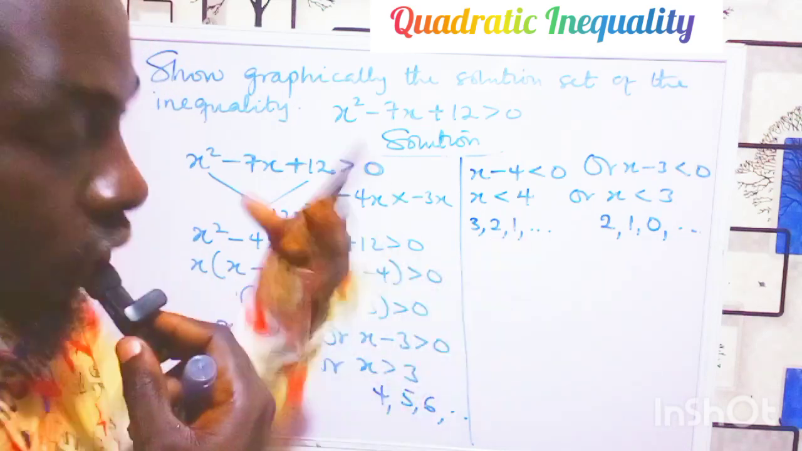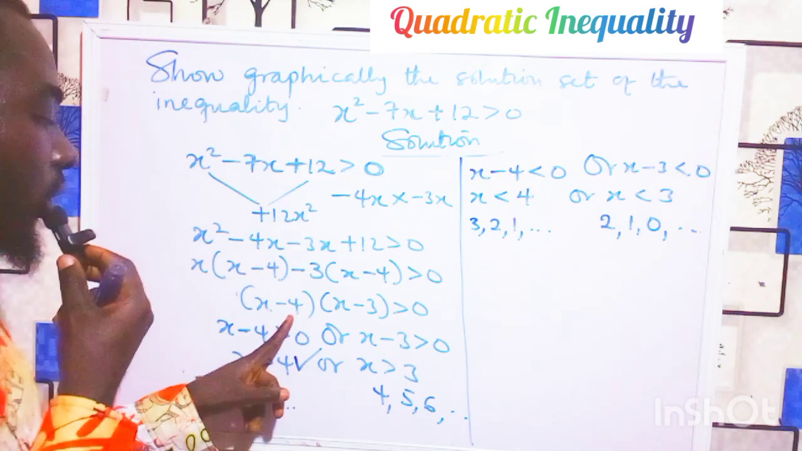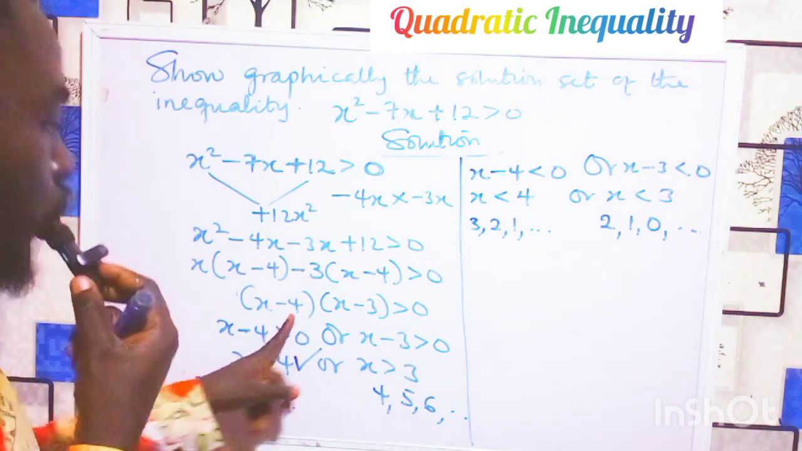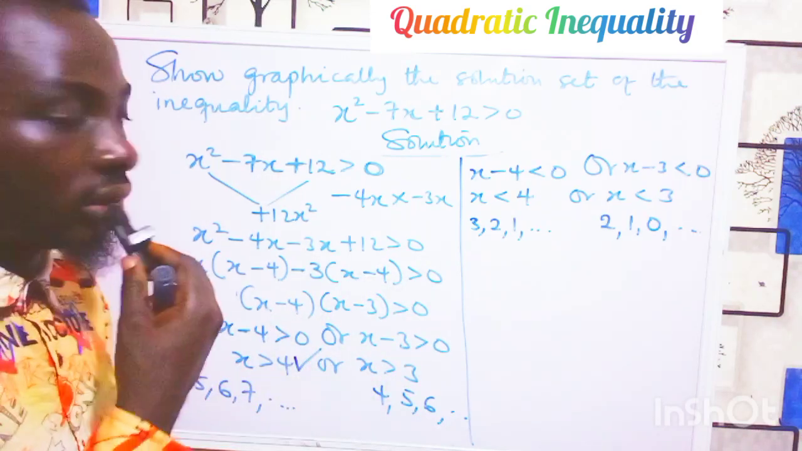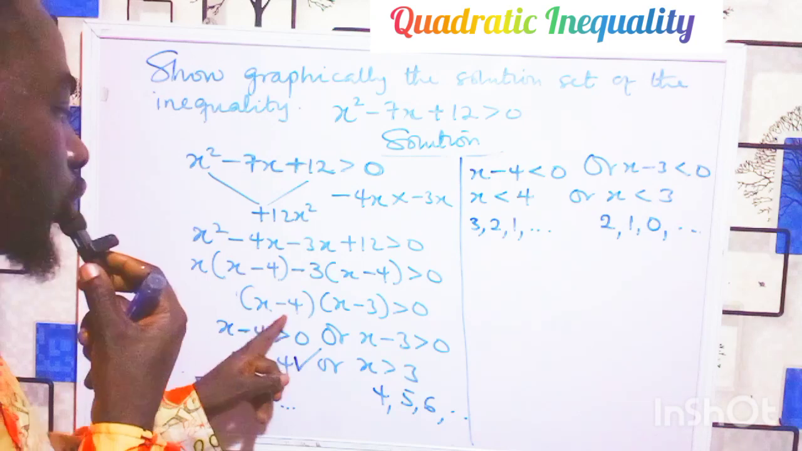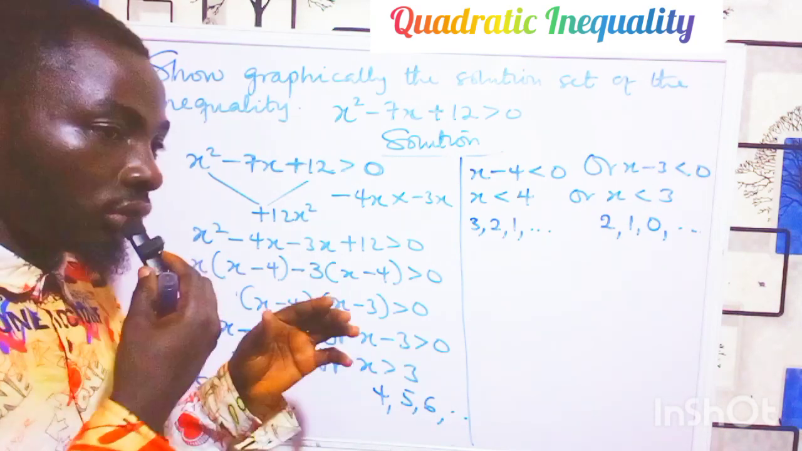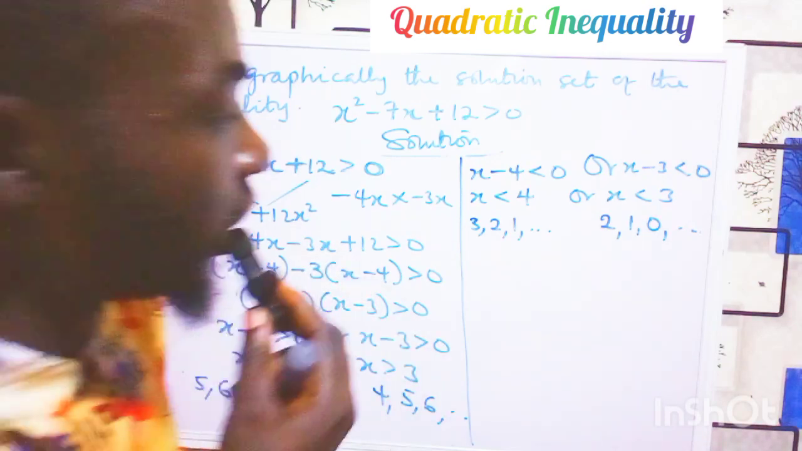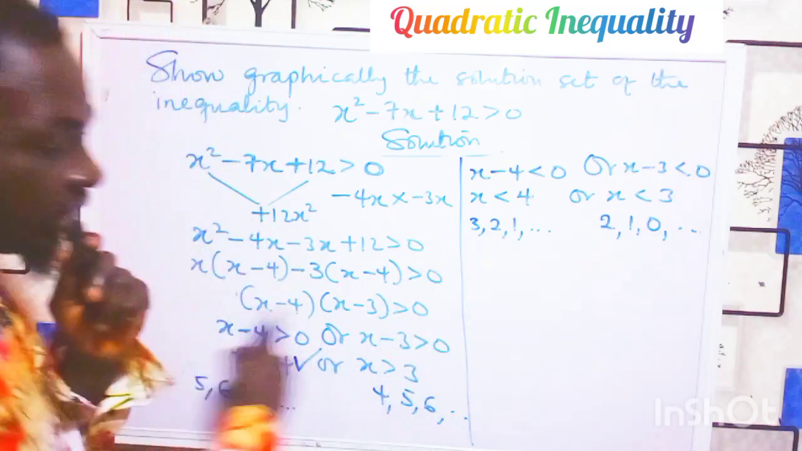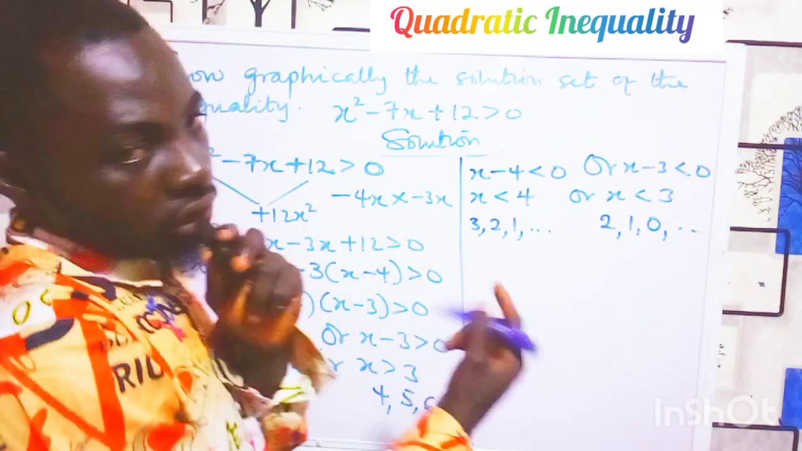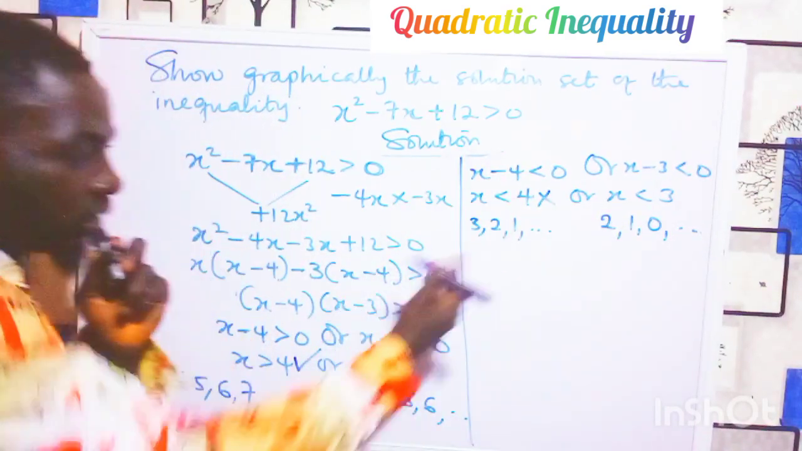Let's try 2 again to be sure. Put 2 here. 2 minus 4, that is what? Minus 2. Then 2 minus 3, minus 1. Minus 2 times minus 1 is going to give us what? 2, which is greater than 0. But because this first one cannot satisfy this expression, we cannot use this. So this cannot go. If I made this first one satisfy, then we could proceed to use it.